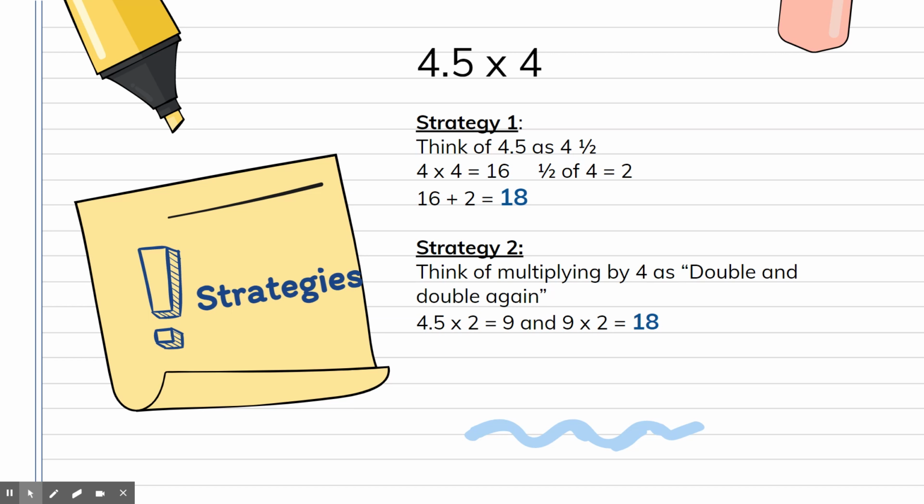So 4 times 4 is 16. Then you're going to multiply half times 4, but I want you to think about that as the word of. Half of 4 is 2. Then you're going to put those two parts together, and 16 plus 2 is 18.